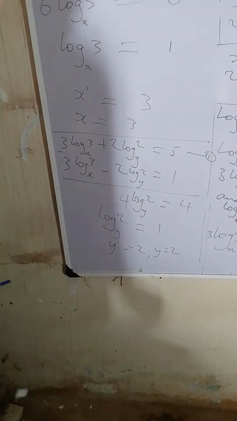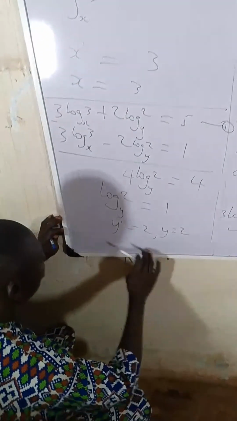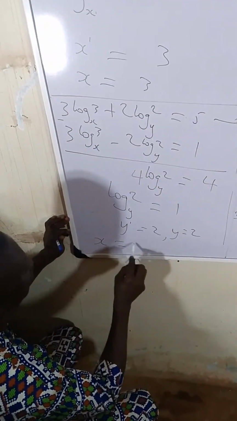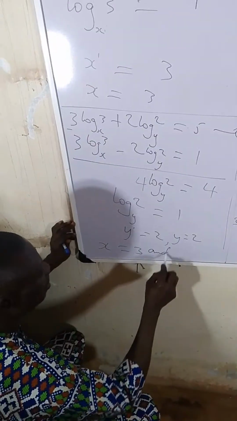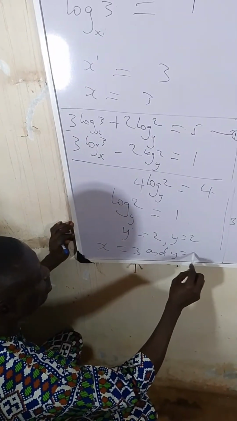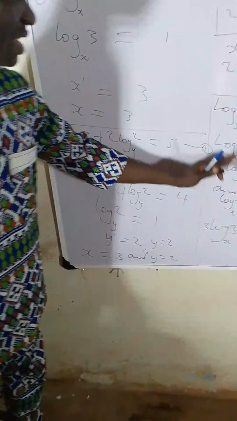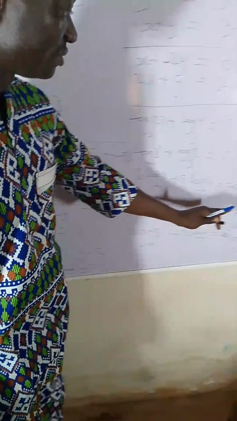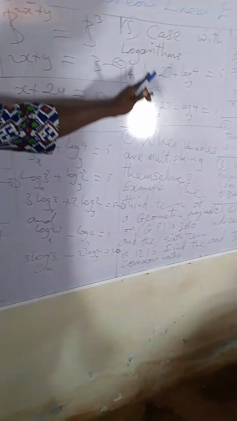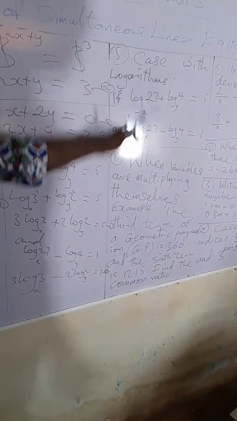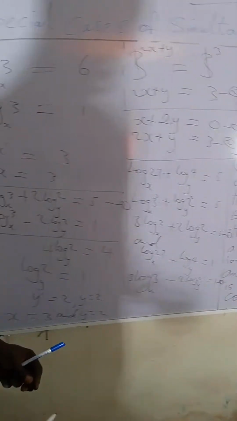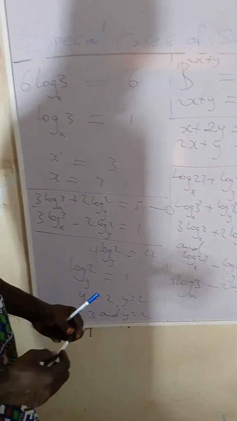What is the conclusion now? Our conclusion should be that x is equal to 3 and y is equal to 2, that will make the logarithmic equations we have here true. Equations of logarithm, or logarithmic equations, make it true. I hope this is all right.